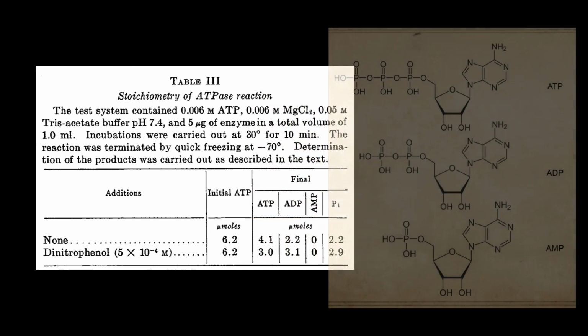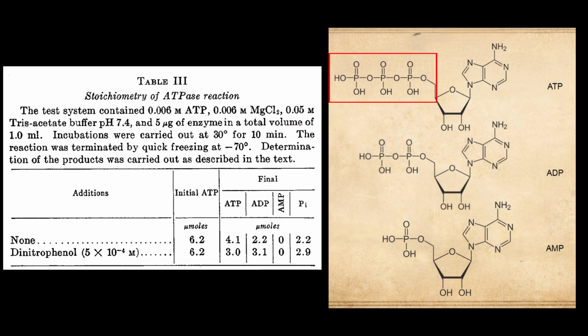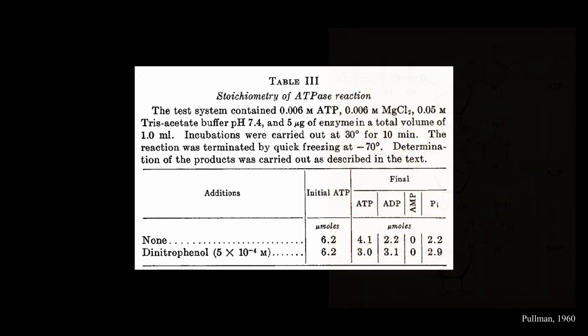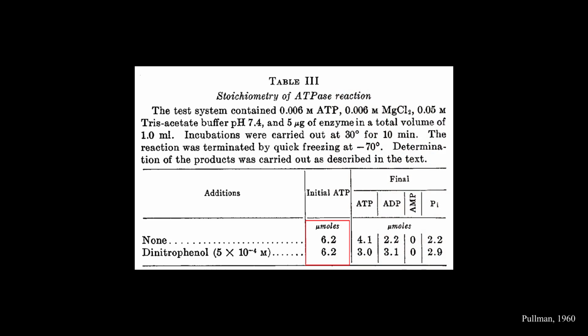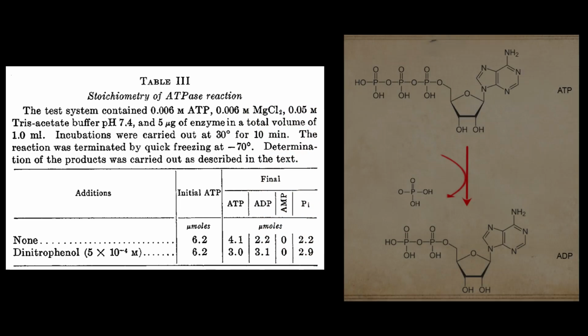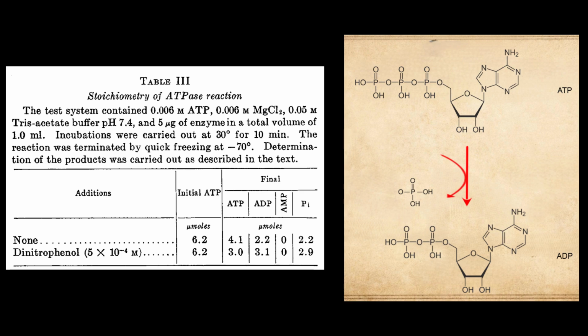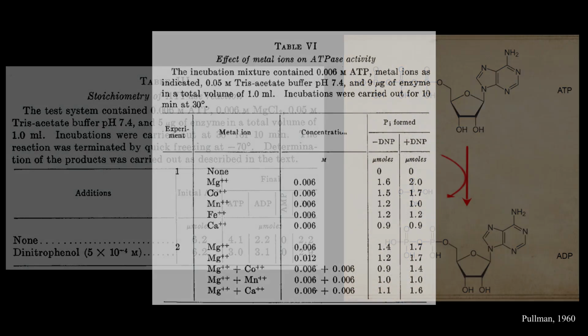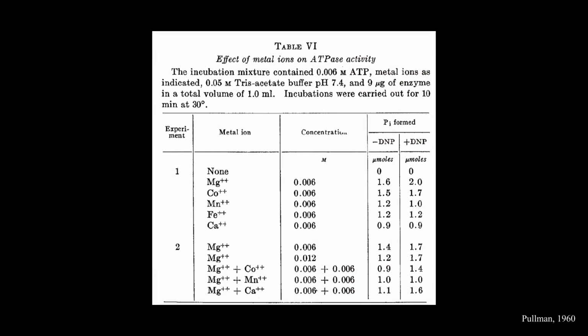And before looking at the results, I'll remind you that ATP has 3 phosphates, ADP has 2 phosphates, and AMP has only 1. And so you can see that although the same amount of ATP was added in both cases, the addition of DNP decreased ATP and increased ADP and inorganic phosphate. And notice how no AMP was formed, which indicated that the enzyme only hydrolyzed 1 phosphate from ATP. And this experiment shows the dependence of ATPase on divalent cations, which are elements that are missing 2 electrons, and in particular magnesium and cobalt, as shown by the increase in phosphate in the presence of DNP.